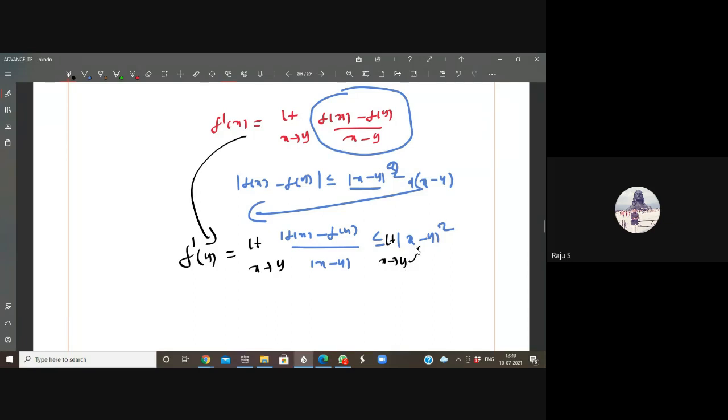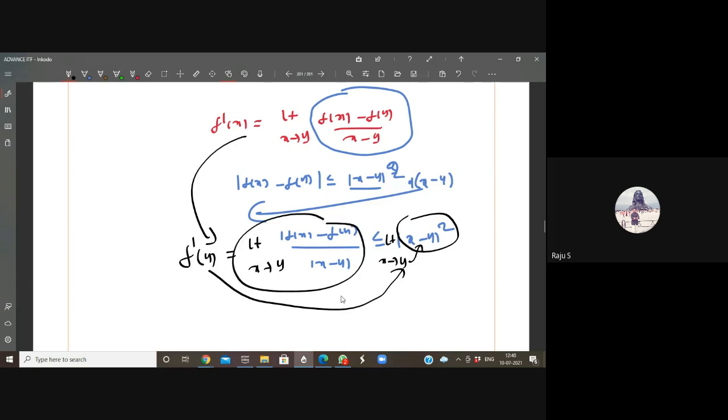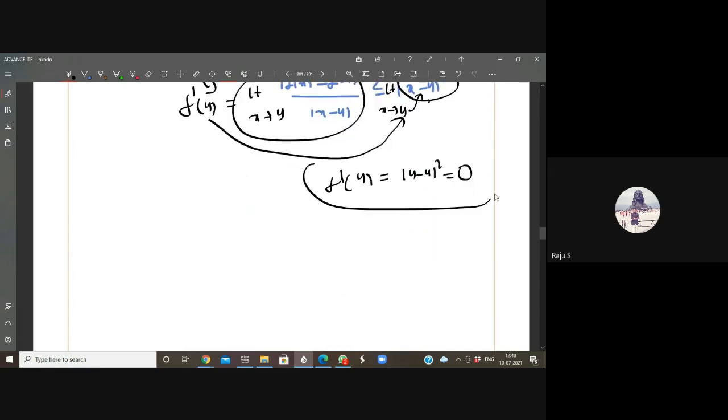Substitute y in place of x. What about this value? I'm applying the limit. This clearly becomes f dash of y. What about the right side? It clearly becomes y minus y the whole square, that is 0. Okay, students, the derivative f dash is 0.